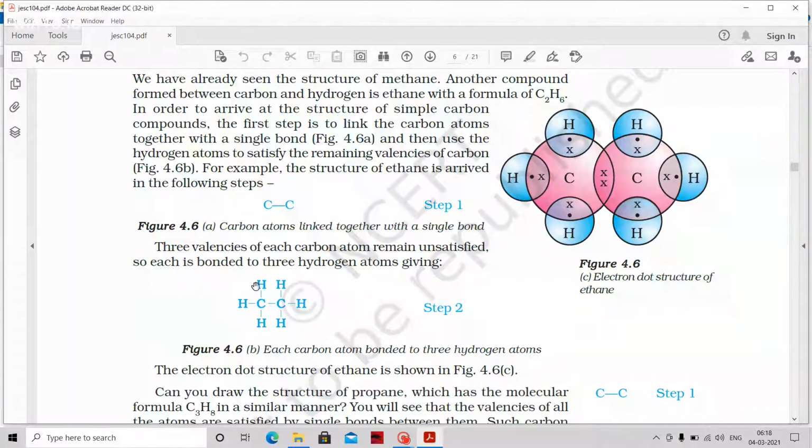CH3CH3. This is ethane. So they will ask to write the electron dot structure of ethane. This is the electron dot structure of ethane. First we need to know what is ethane. That is C2H6. That means 2 carbons are linked by a single bond and each carbon is having 3 more hydrogen atoms. First we need to write this. Then you convert each bond into 2 electrons. That's what is done here. 1 electron of hydrogen, 1 electron of carbon formed a bond between carbon and hydrogen. You see these 3 bonds.